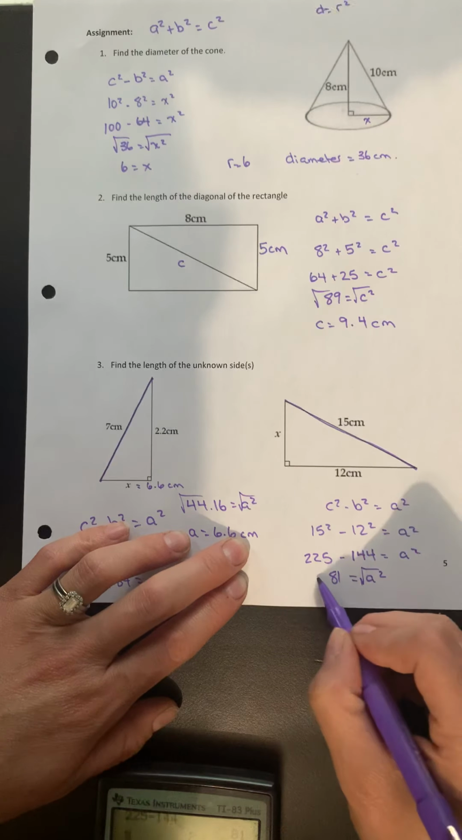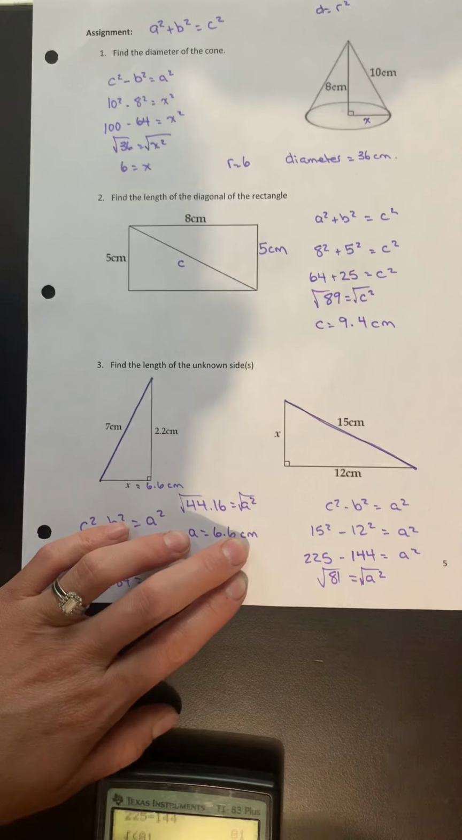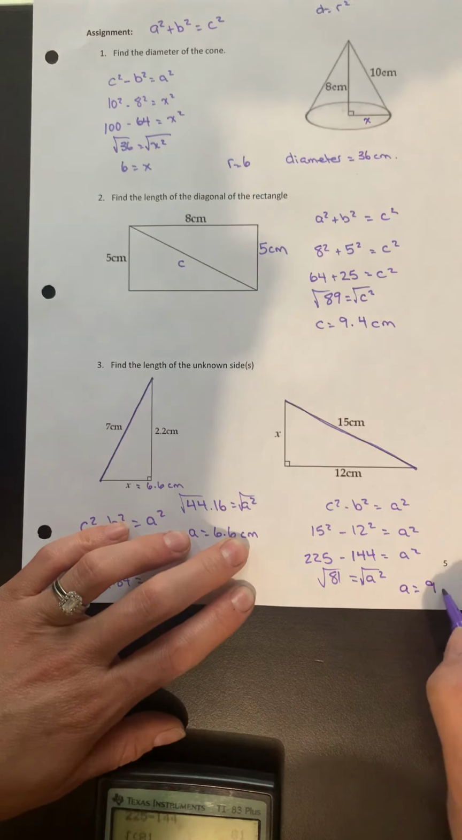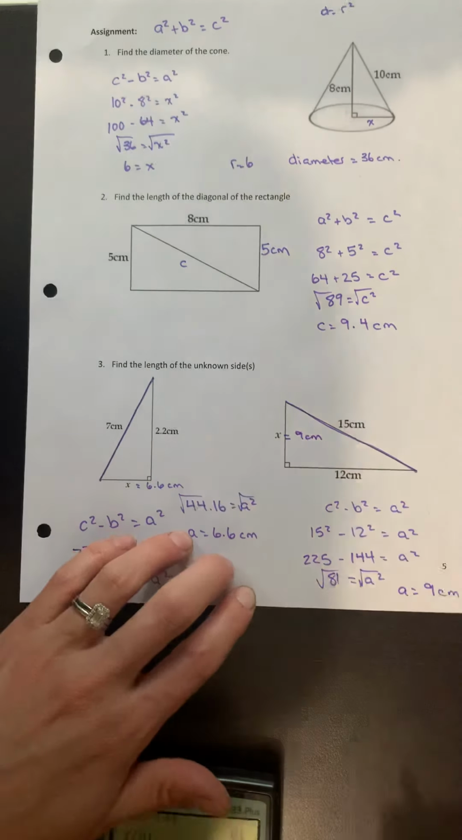Square root. The square root of 81 is 9. So a equals 9 centimeters. So x equals 9 centimeters.